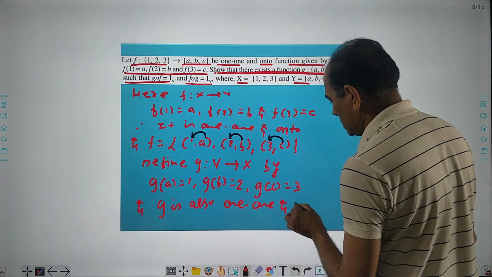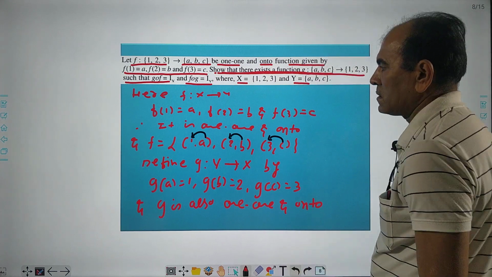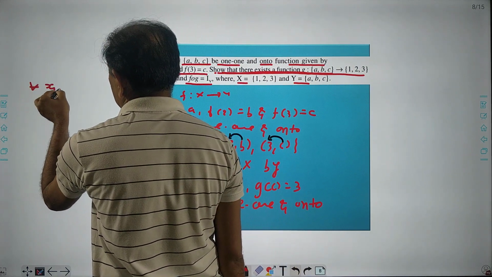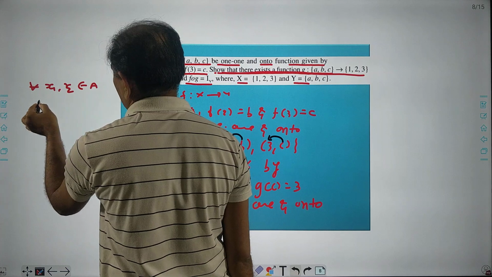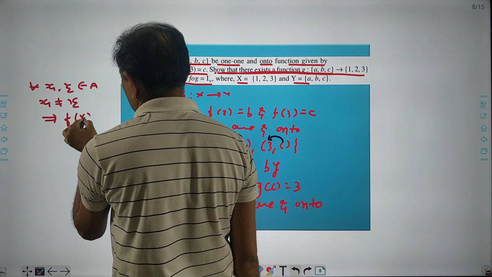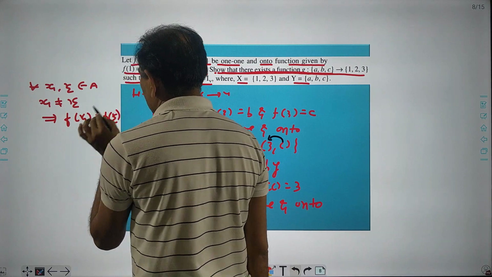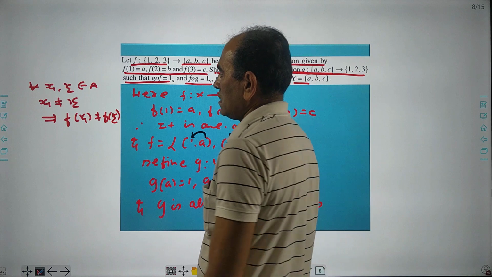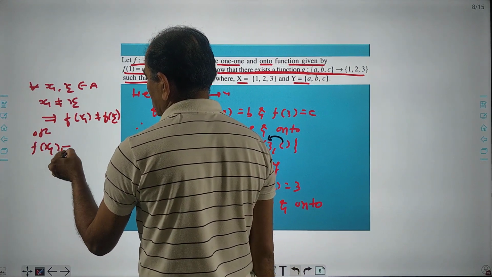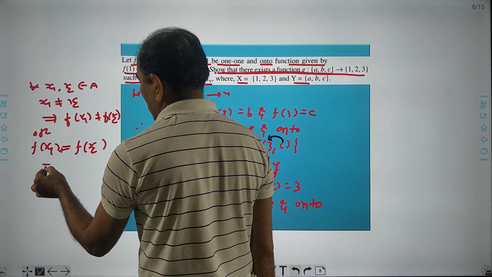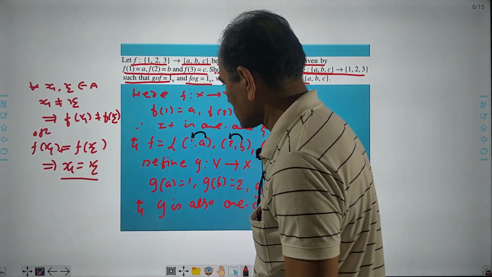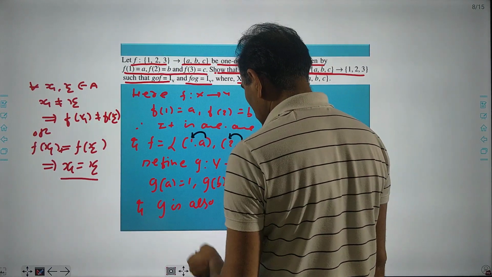1-1 and onto. One minute. What is meant by one-one-ness? For all x1, x2 belongs to A, x1 not equal to x2 implies f of x1 not equal to f of x2, then the function is one-one. In other words, for some x1, x2 belongs to A, f of x1 is equal to f of x2 implies x1 is equal to x2, then it is also one-one. Clear? And onto is seen.